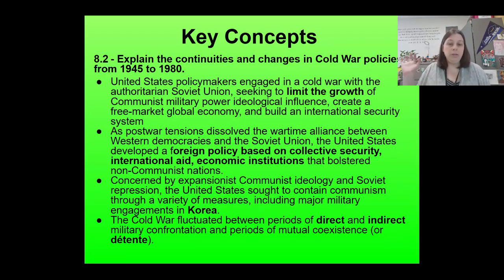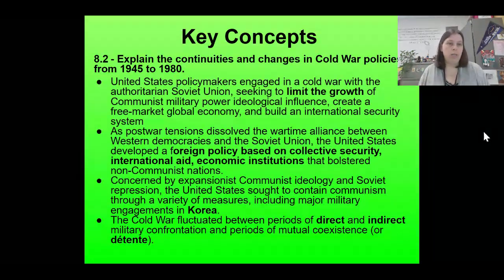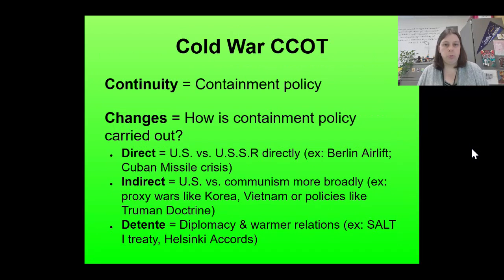And the central way that the College Board likes to talk about the Cold War is essentially, if you look at the very last bullet point down here, where it talks about the Cold War fluctuating between periods of direct and indirect confrontation and then détente. So that's where we're going to start with the Cold War itself. The Cold War is most often tested in what's called continuity and change over time, or CCOT, so what changes and what stays the same.